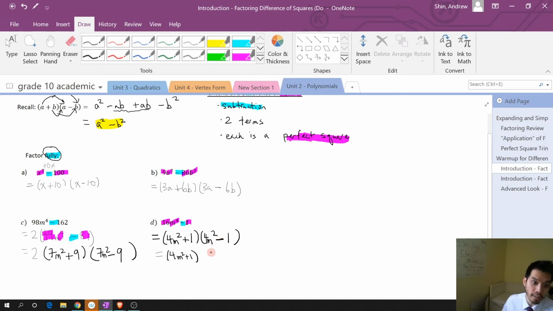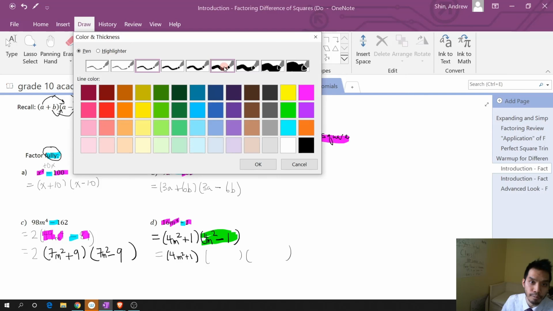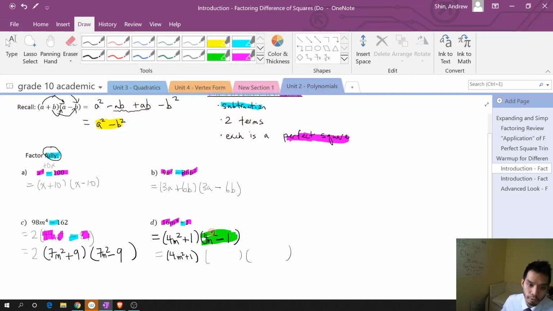So we can actually do the same thing here and break this up into its own set of brackets, two binomials. The square root of 4 is going to be 2. The square root of m squared is going to be m. And check. If I were to multiply this out, 2m times 2m, does that give me 4m squared? Yes, it does. The square root of 1 is going to be 1. This is also going to be 1. And again, there's no middle term, so it's going to be plus and minus.